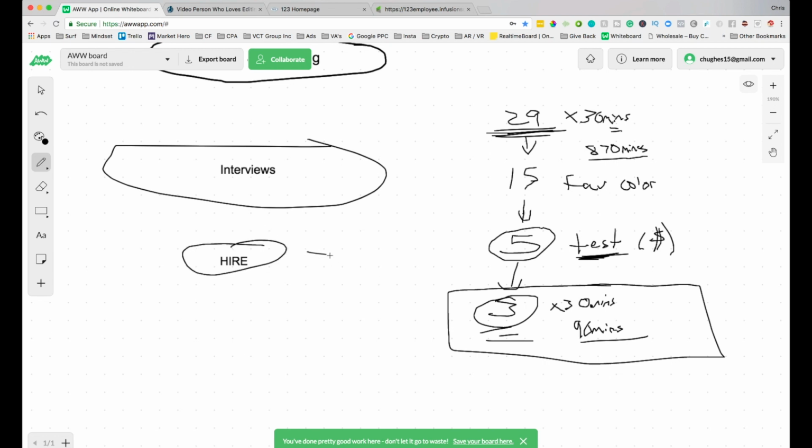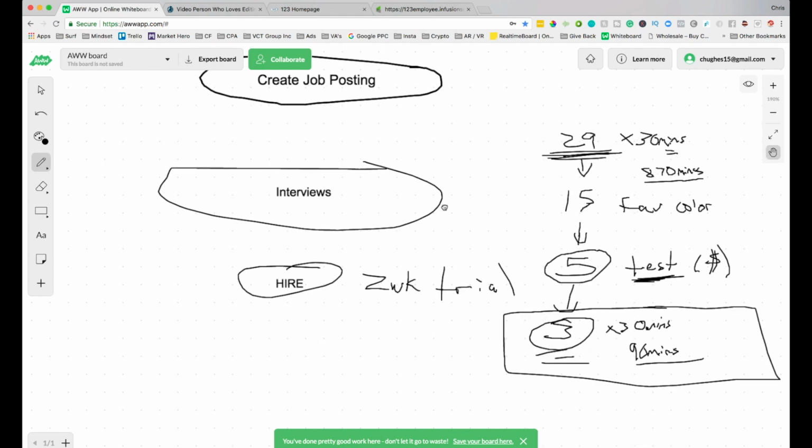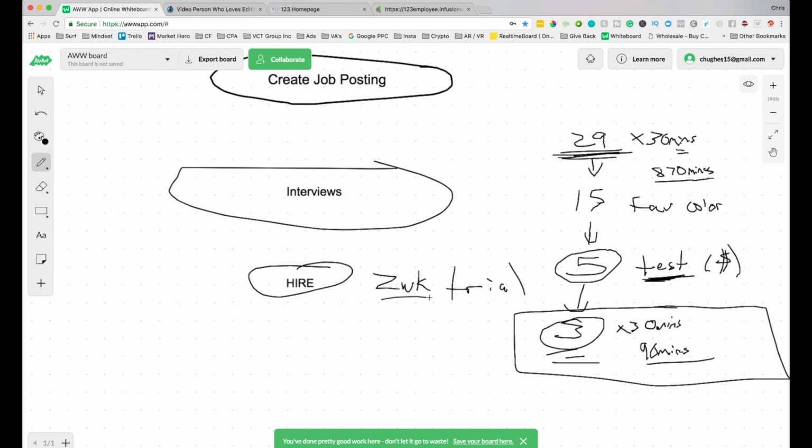And then how do you do that? Well, you do a 2-week trial. If you have the systems in place, like if you've got the what to outsource in order, then it's simply giving someone 2 weeks to do it. And this is going to be a paid trial.